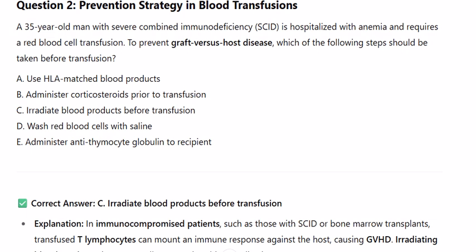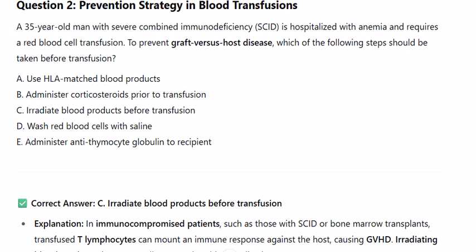A. Use HLA-matched blood products. B. Administer corticosteroids prior to transfusion. C. Irradiate blood products before transfusion. D. Wash red blood cells with saline. E. Administer antithymocyte globulin to recipient. Correct answer C. Irradiate blood products before transfusion.